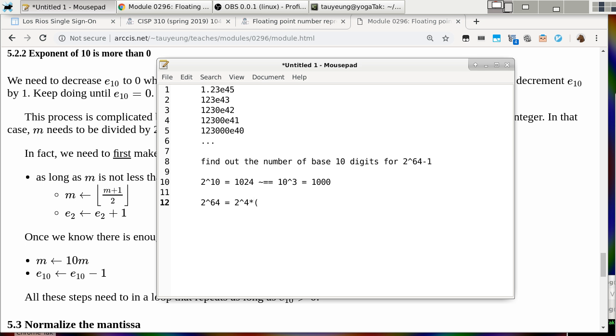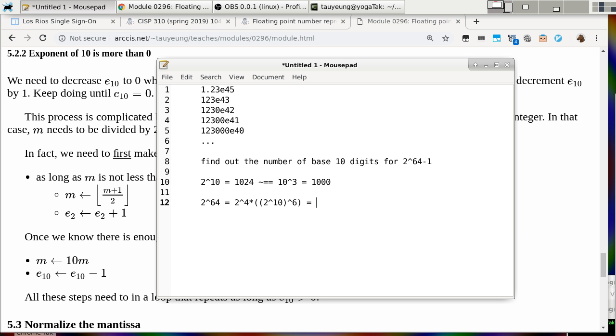And then on the inside, we have 2 to the power of 10, and that thing raised to the power of 6, okay? Do we have any questions about this part? 2 to the power of 64 is basically 2 to the power of 4, which takes care of this 4 here, and then times 2 to the power of 10, but that number raised to the power of 6. Is that okay? So I hope your exponent is still kind of up to speed at this point, okay?